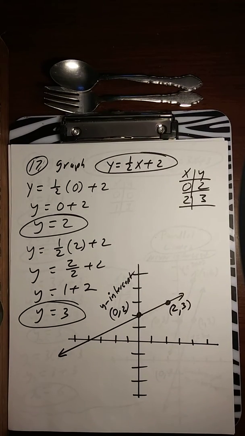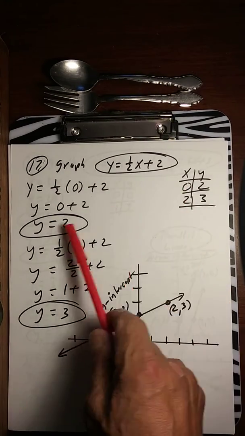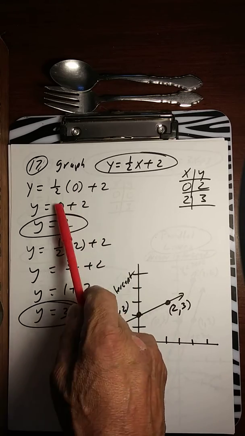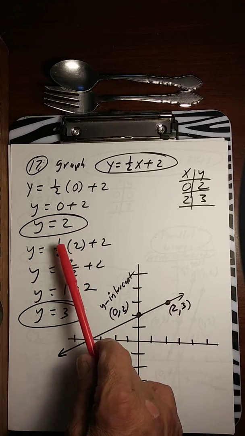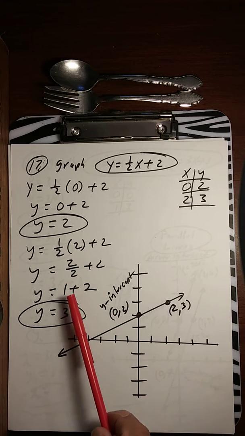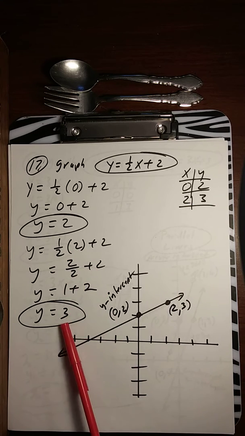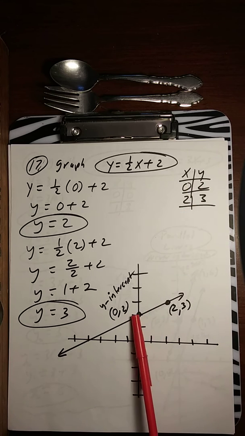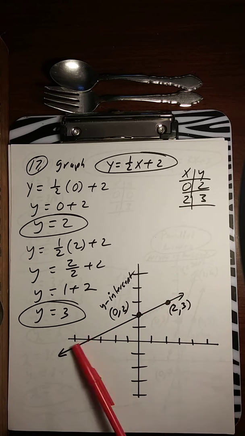y equals 1/2 x plus 2. Again, pick some numbers. 0 in there: 1/2 of 0 is 0, 0 plus 2 is 2. So we have 2. Put 2 in there: 2 cancels out, 2 over 2 is 1, 1 plus 2 is 3. That's it, we're done. 0, 2 and 2, 3. Connect the dots, or calculator. Yes, of course.